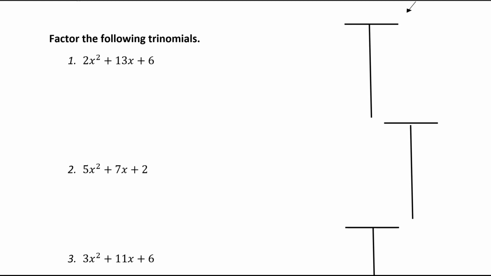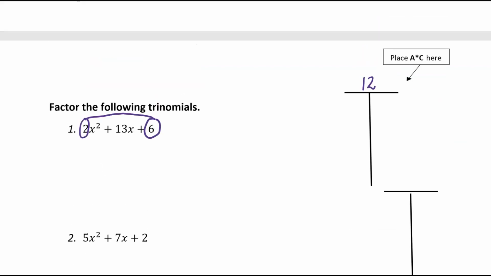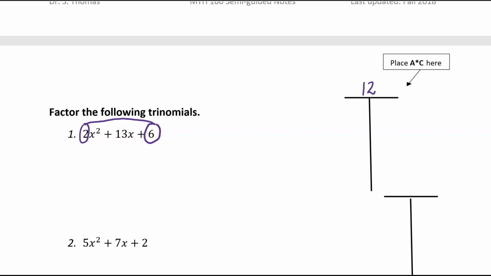What you're going to do is multiply A times C. So you're going to get 12 here. So place A times C here. So we have 12. Write all the factors out for 12 and figure out which of the pairs will add up to be the middle coefficient, which is B, and that is 13. So if you added 1 plus 12, you would get 13 here.